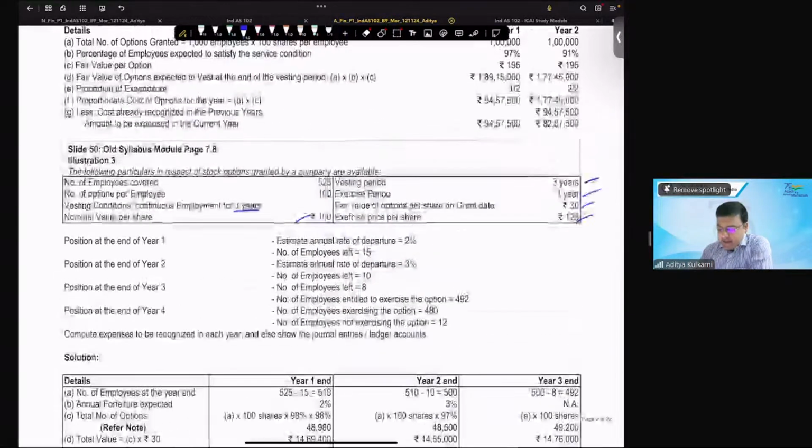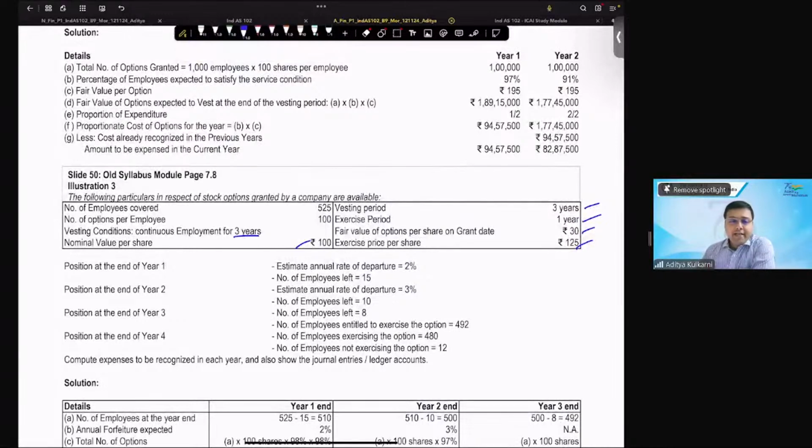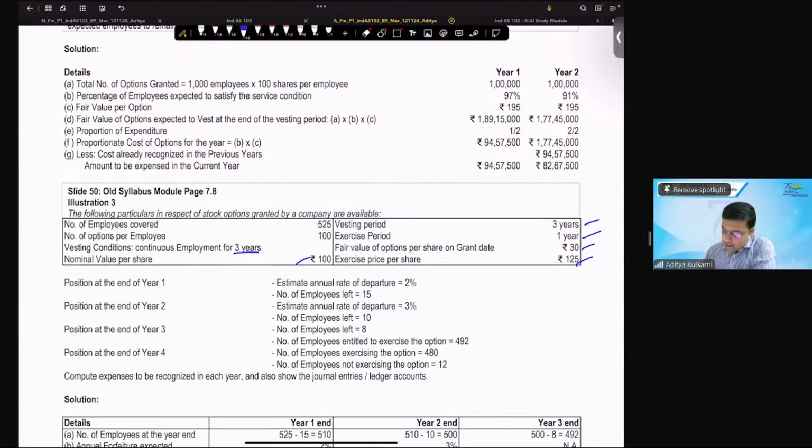Position at the end of year 1. At the end of year 1, you expect the estimated annual rate of departure as 2%. Actually, who have left is 15. At the end of year 2, departure is 3%, left is 10. At the end of year 3, it is 8.